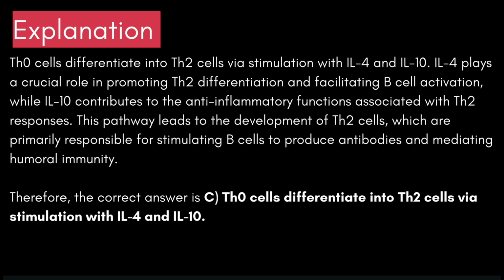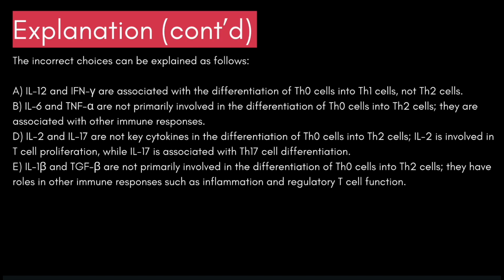Th0 cells differentiate into Th2 cells via stimulation with IL-4 and IL-10. Let's go ahead and look at why the other answer choices are incorrect. IL-12 and interferon gamma are associated with the differentiation of Th0 cells into Th1 cells, not Th2 cells. IL-6 and TNF-alpha are not primarily involved in the differentiation of Th0 cells into Th2 cells. They are associated with other immune responses.